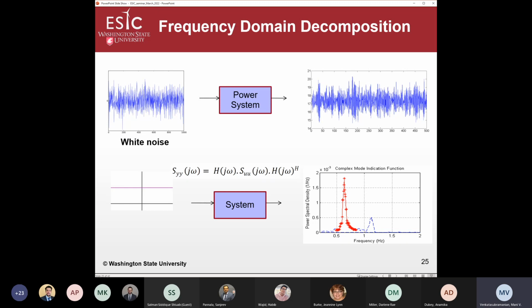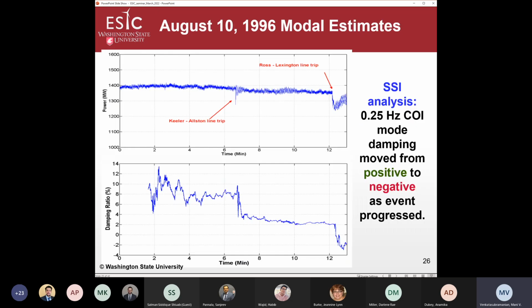And we can show that the peaks in the power spectrum density will correspond to the main modes of the system, and the shape of the power spectrum density in frequency domain will tell us about the damping. If it is flat, that means it is well damped. If it has a sharp peak, that indicates that it is poorly damped. And in fact, we can show the frequency domain component of the power spectrum density near a peak frequency is like the impulse response, and we can extract the mode frequency, damping, as well as mode shape from this analysis.